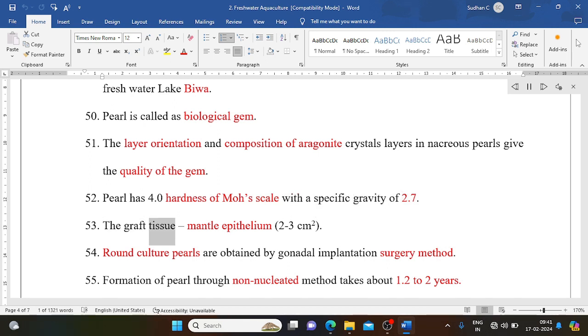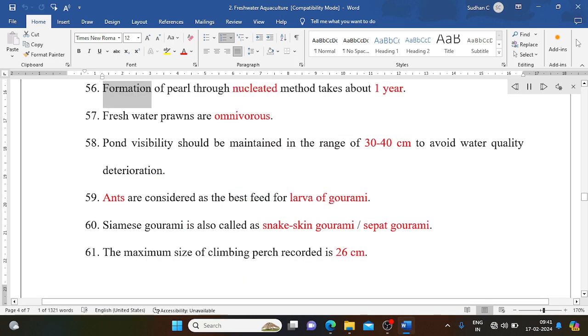The graft tissue, mantle epithelium, 2 to 3 square centimeters. Round culture pearls are obtained by the gonadal implantation surgery method. Formation of pearl through the non-nucleated method takes about 1.2 to 2 years. Formation of pearl through the nucleated method takes about 1 year.